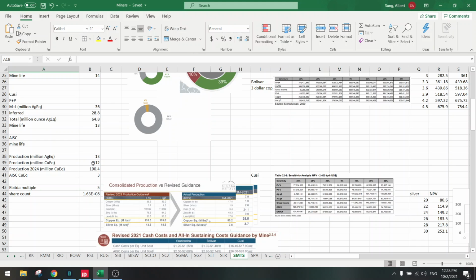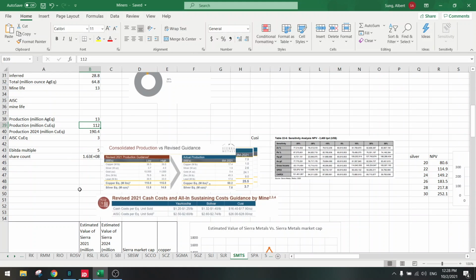Let's take a look at the production numbers. So they have revised it lower to 112 million pounds of copper equivalent. And the AISC has also risen to 2.6, 2.7. And Cusi mine is not profitable at this moment, because silver is at $22.